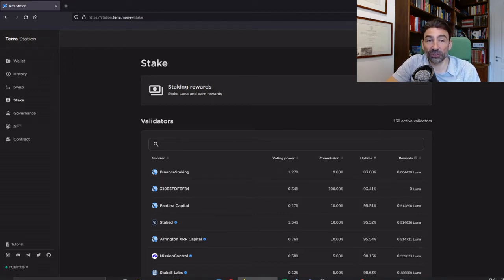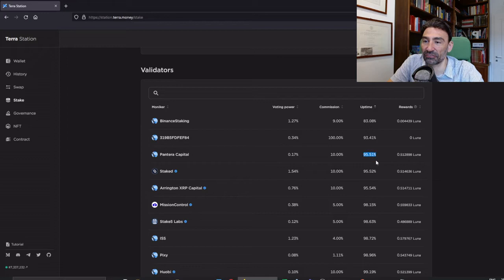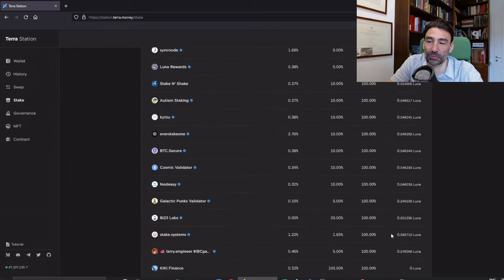Slashing means that the amount that you have at stake is partially burned, literally burned. Your money disappears. Not all of it, just a little fraction, but still you have an economic damage. For example, this one, uptime 95%, has probably been slashed in the past. This one, 98. Binance staking has been slashed a lot. That's why the rewards are so low, compared to this one. This one probably has such a small voting power that it has not been chosen yet. Most of them, as you can see, have an uptime of 100%, so the computers are always online.